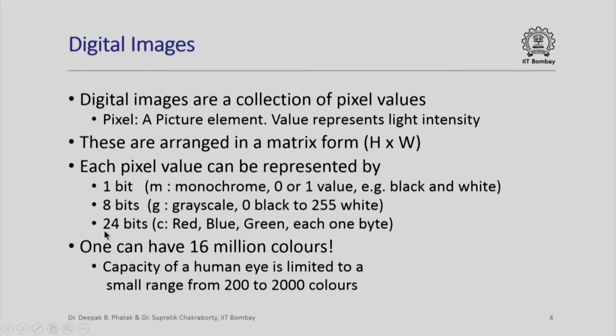A color image can be represented by 24 bits, where you use 8 bits to represent red, other 8 bits to represent blue, and 8 more bits to represent green. For each 1 byte, you actually can represent a pixel. So, 1 pixel gets represented by 3 bytes or 24 bits. Please note that one can have 16 million colors if you look at all the possible combinations that can be represented. Of course, the capacity of a human eye is limited to a small range. We can actually detect somewhere between 200 to 2000 colors.